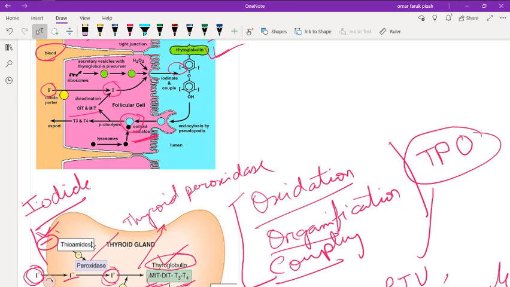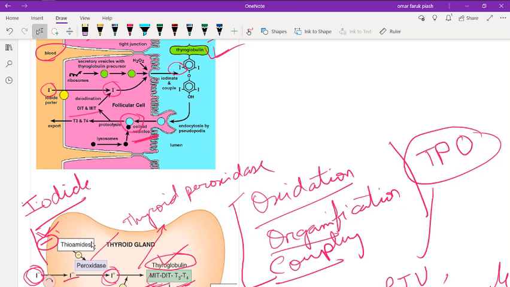Okay, one question: suppose a person is taking propylthiouracil, which will decrease first? Thyroglobulin, thyroid binding globulin, T3, newly made T3. What should be the answer? It should be newly made T3. Newly made T3 will decrease first.